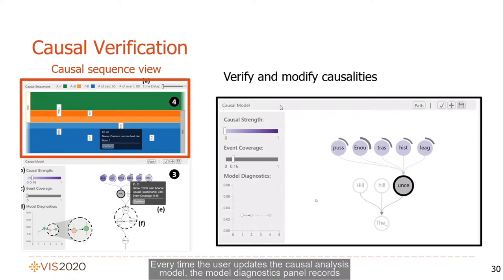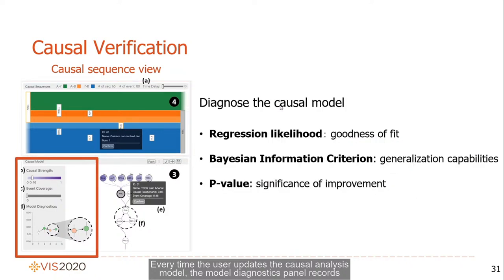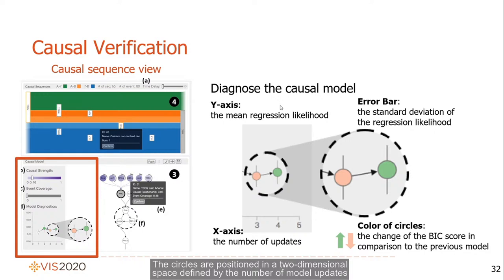Every time the user updates the causal analysis model, the model diagnostics panel records the trend of the overall model quality. The performance of the model is divided by three metrics: the regression likelihood, the Bayesian information criterion, and the p-value. The circles are positioned in a two-dimensional space defined by the number of model updates on the x-axis and the mean regression likelihood on the y-axis. The arrow bar presents the standard deviation of the regression likelihood. The color of the circle equals the trend of the Bayesian information criterion score in comparison to the previous model. A green circle presents better generalization capability, and a red circle presents worse.